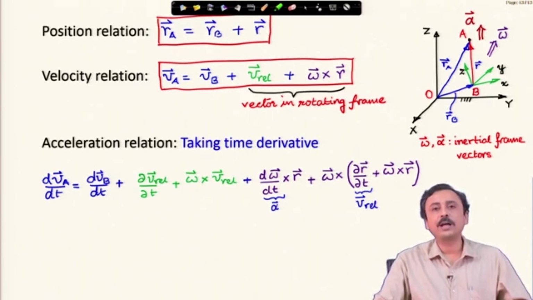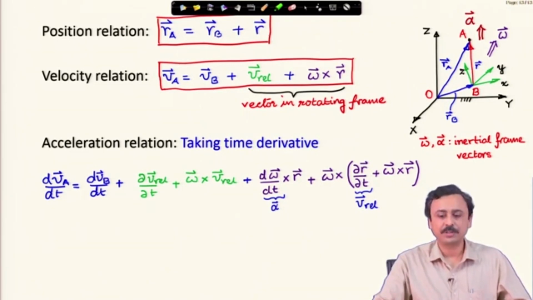And similarly for omega cross r, which is the frame derivative vector, we have the same prescription. Only thing, d omega dt is alpha as measured by the inertial observer, cross r, and then omega cross d dt of r is del r del t plus omega cross r, same prescription. This is the rate of change of r vector as seen by the inertial observer.